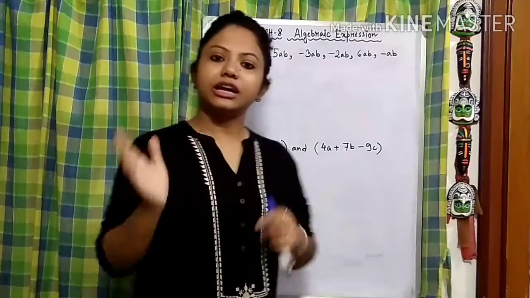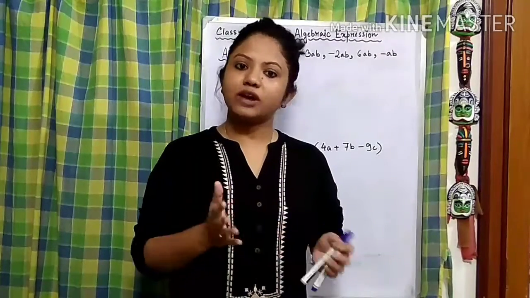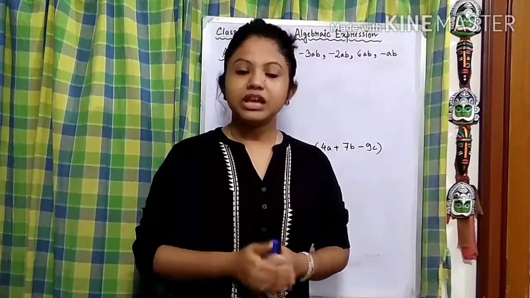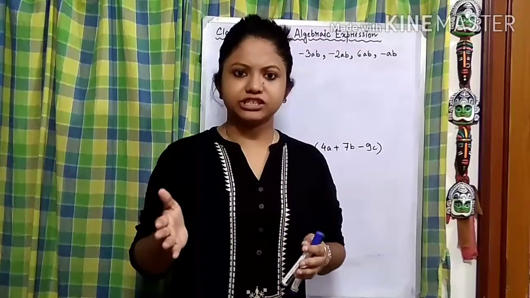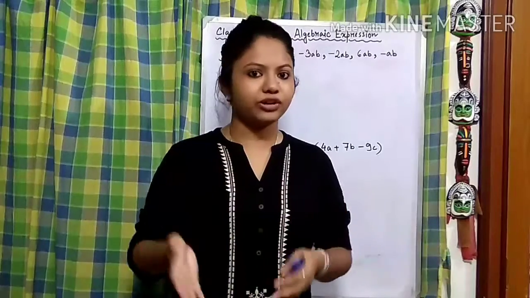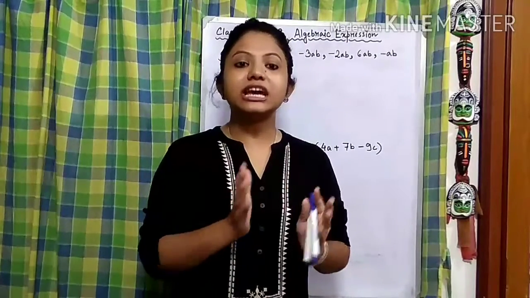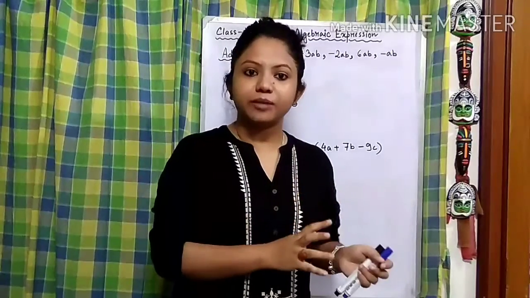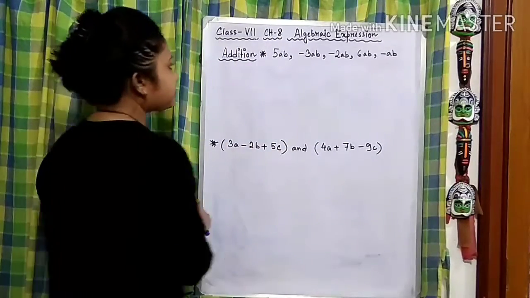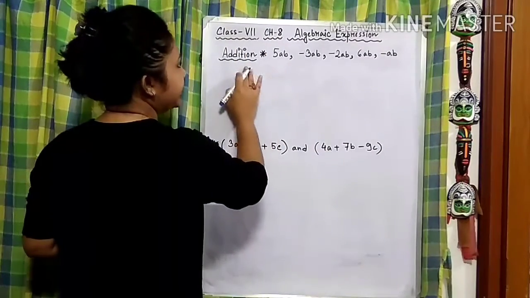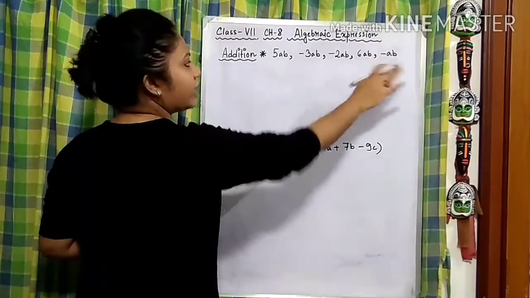In our previous classes, you learned how to do operations on integers. This operation will be almost similar to integers, just involving some variable terms. So let's see how we do it. First, addition involving these 5 terms.